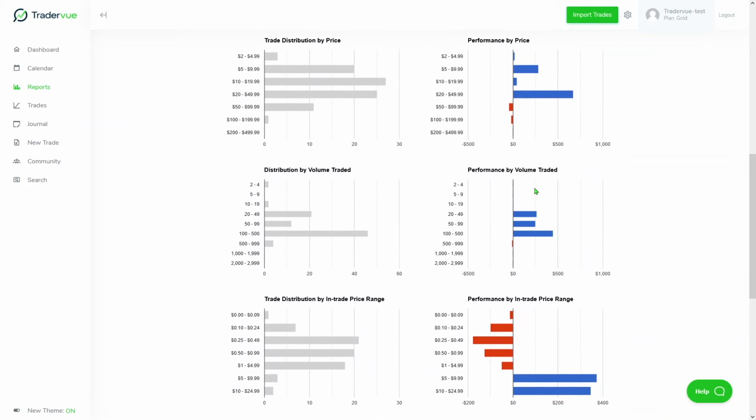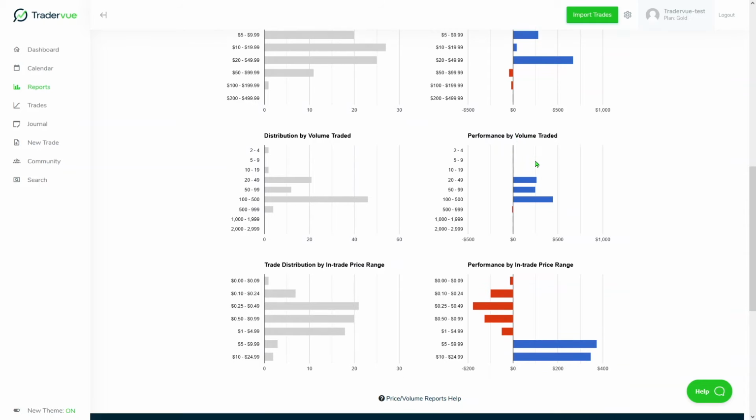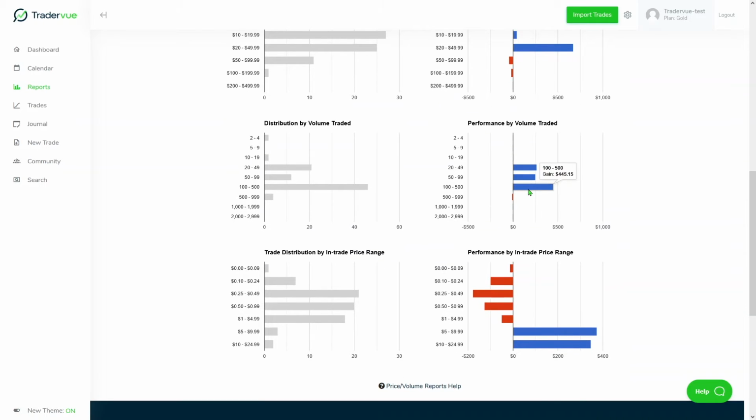Also, if we take a look at the amount of shares traded, we can see that when the trader is trading between 20 and 500 shares is when he performs the best.